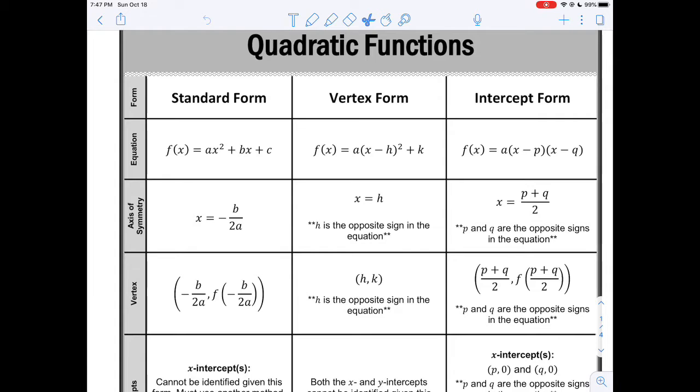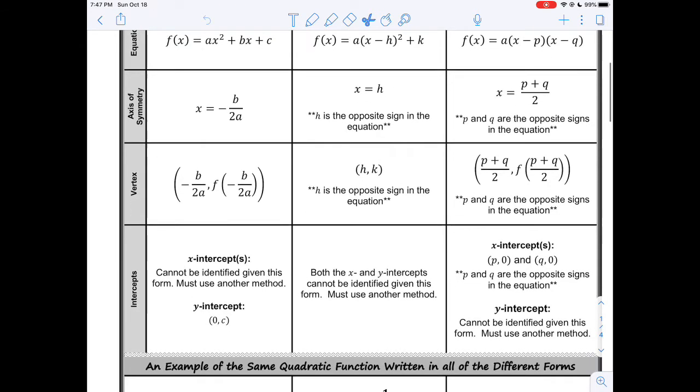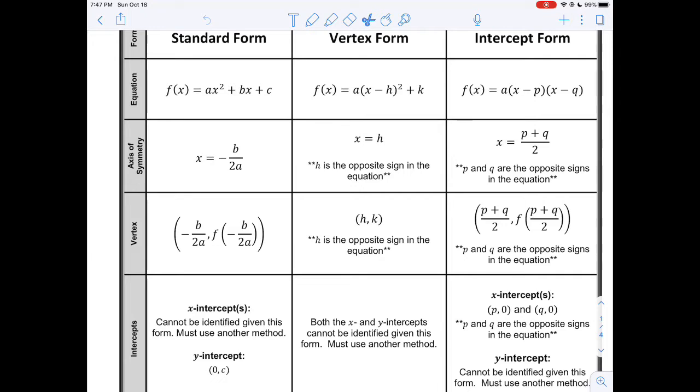The equation for vertex form of the function is that f of x is equal to a number a multiplied by the quantity of x minus h squared plus k, where a, h, and k are numbers. We also talked about the axis of symmetry last time, and we used that to plot the left side of our graph. So the axis of symmetry is located at the line x equals h. And remember that because of the negative sign in the vertex form of our equation, the h is the opposite of the sign that you actually see in the equation.